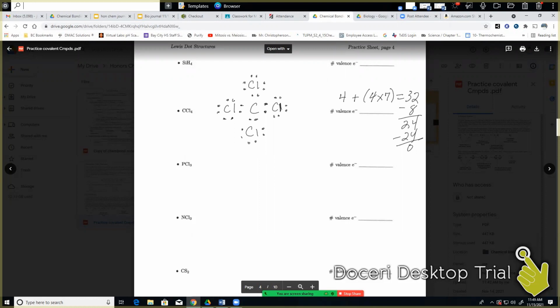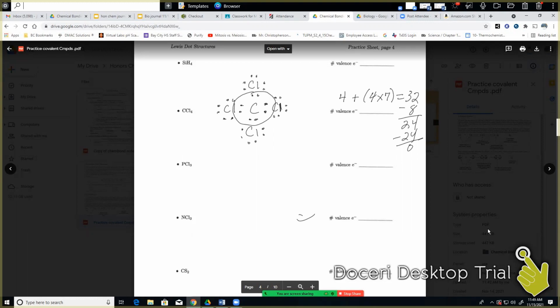Each of the halogens, right. Yep. We don't want to do anything. Each of the halogens has 8, and then carbon in the middle has 4 bonds, so that would be the 8 electrons. So that's how carbon gets its 8. All right, any questions on that particular one?